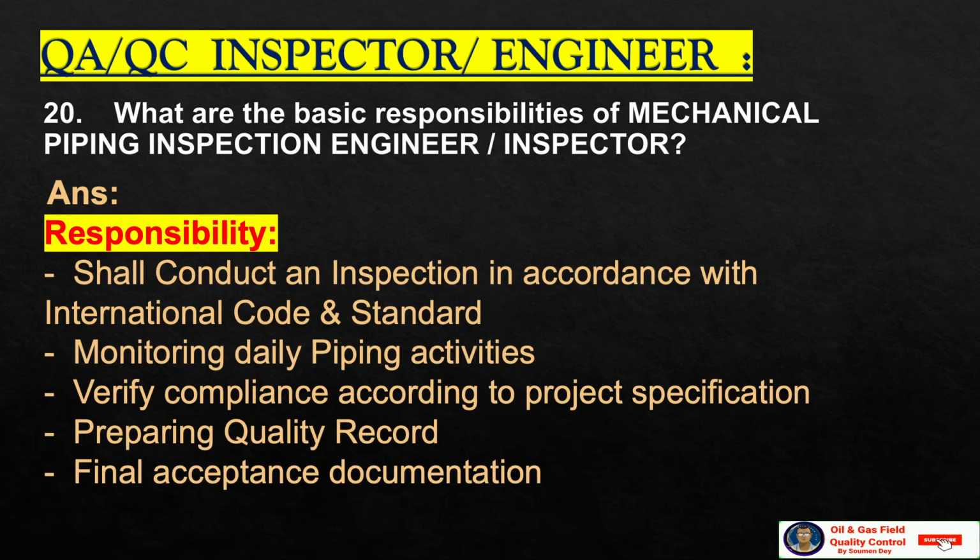Ensure the proper disposition of the non-conformities with the assistance of specialists as required. What are the basic responsibilities of a mechanical or piping inspection engineer or inspector? Shall conduct an inspection in accordance with international code and standard. Monitoring daily piping activities. Verify compliance in accordance with the project specification. Preparing quality records, final acceptance, documentation, etc.